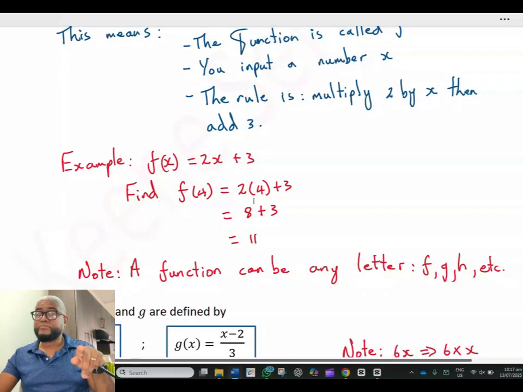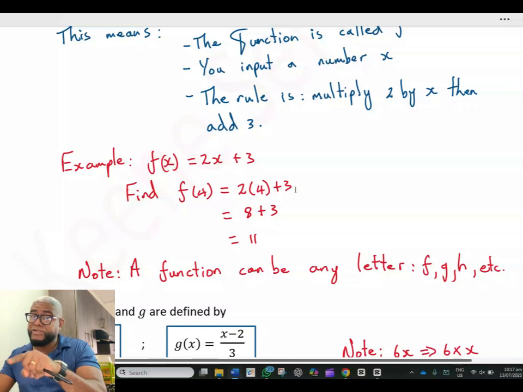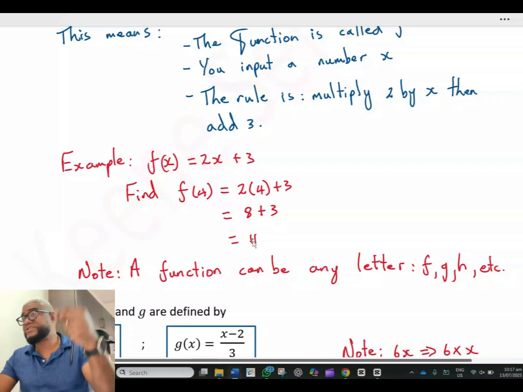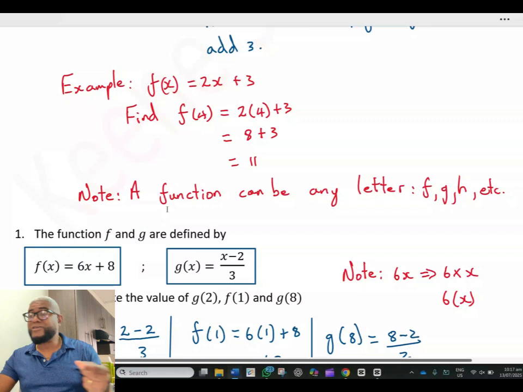So watch it here. 2 multiplied by x plus 3. I told you all that's the rule. x is 4, so it'll be 2 multiplied by 4 plus 3. 2 fours are 8. Follow my arrow. You all see the 8? 8 plus 3 is 11. 11 is your output, which is like y. Input, output.